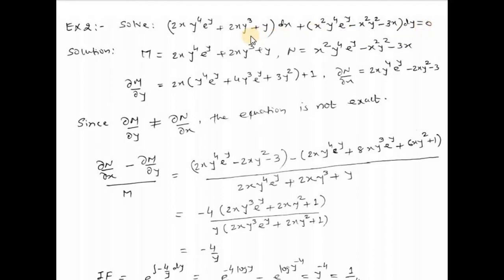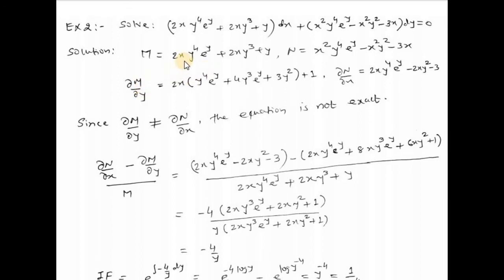So first of all we will compare the given differential equation with m dx plus n dy equal to 0. So m will be 2x y raised to 4 into e raised to y plus 2x y cube plus y, and n will be x square y raised to 4 e raised to y minus x square y square minus 3x. Now we have to find out del m by del y.